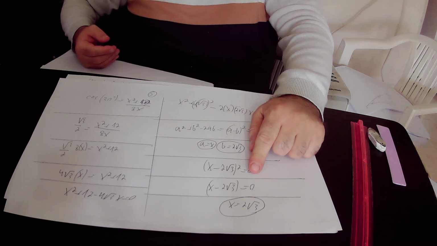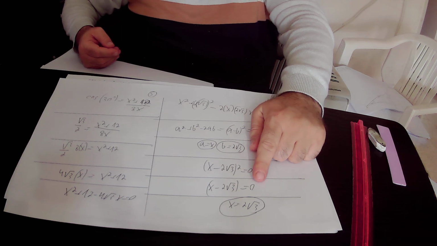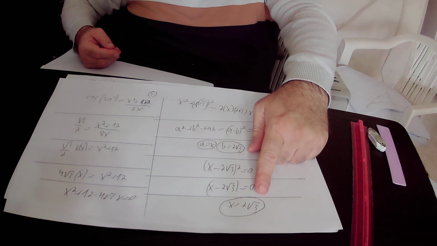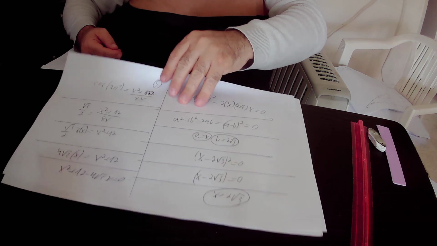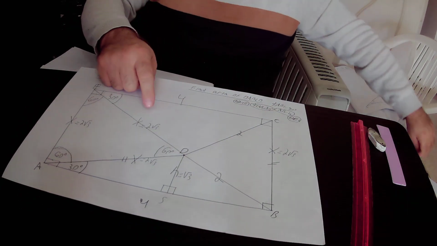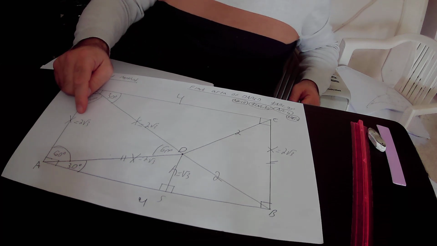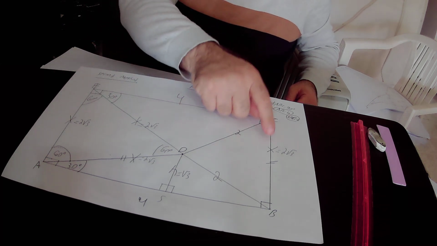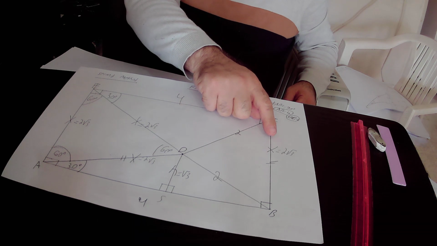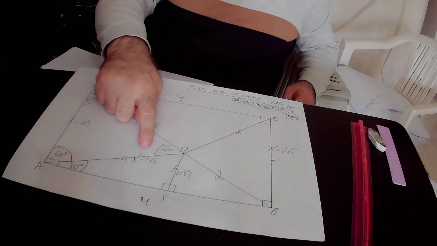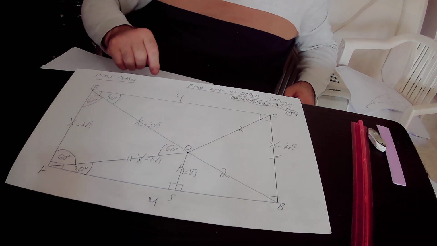We added 2 times square root of 3 to both sides and we got that X equals 2 times square root of 3. So we can write here that X equals 2 times square root of 3, and also here X equals 2 times square root of 3.